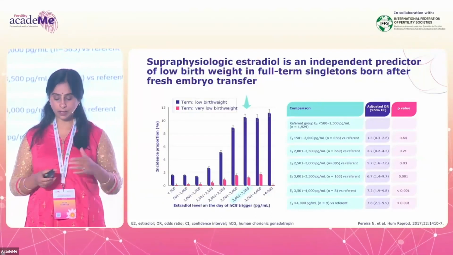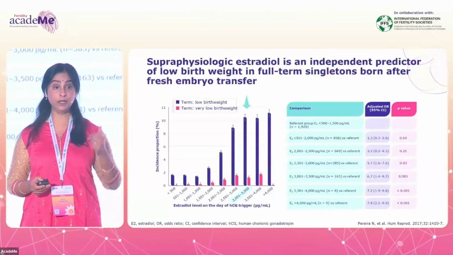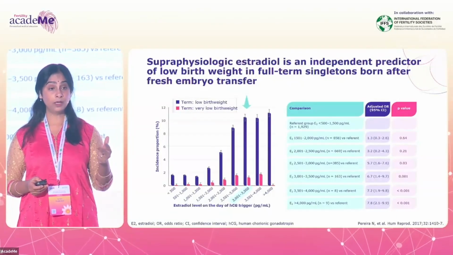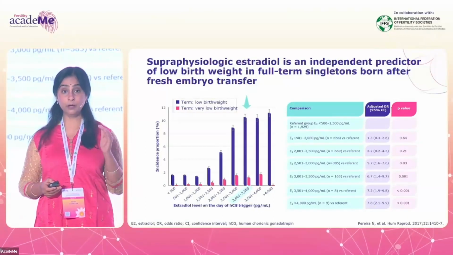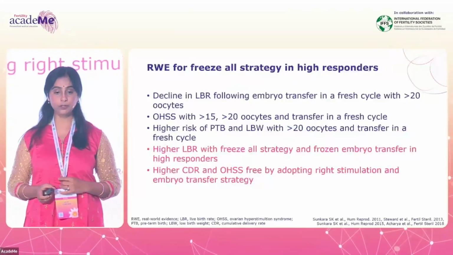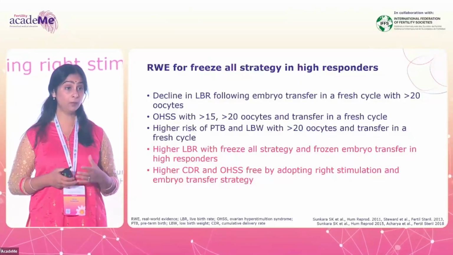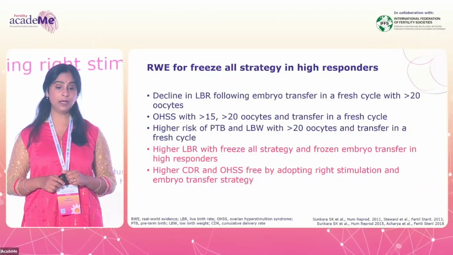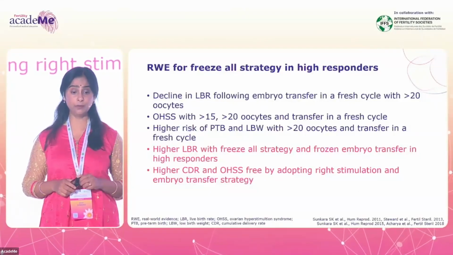So it's all tying together, and it's also saying that with a very high number of oocytes, you can introduce safety, avoid the risk of OHSS, give better live birth rates, and also reduce the chances of preterm birth and low birth weight by not doing a transfer in a fresh cycle and doing a freeze-all strategy. So from real-world evidence, what we have learned and what we have adapted over the years is that we now know that there is a decline in live birth rate following embryo transfer in a cycle with a very high number of oocytes.